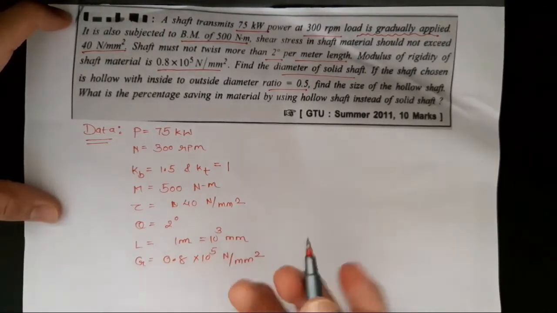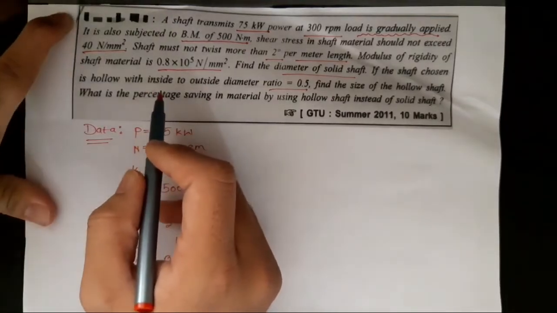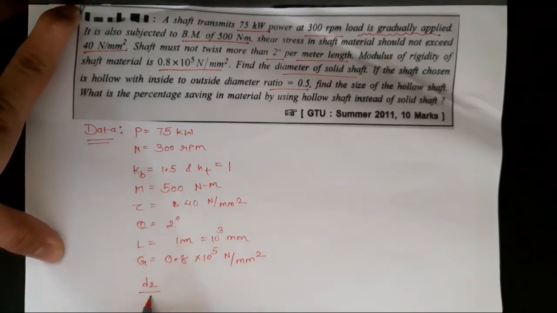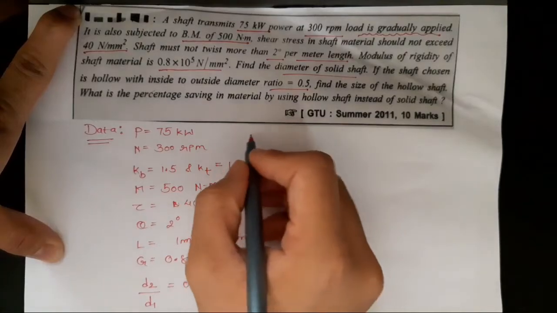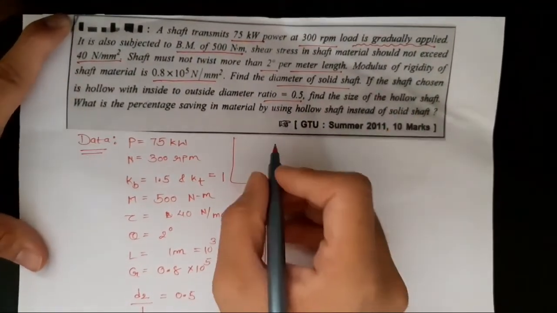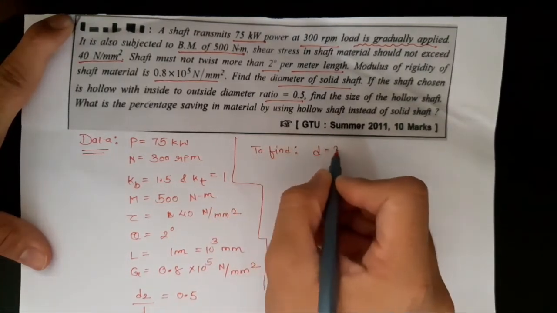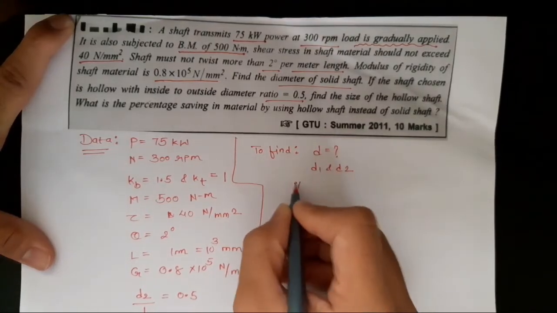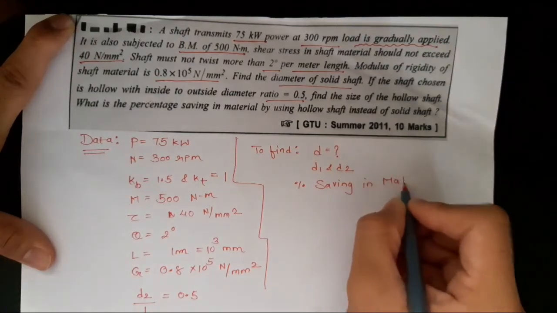The inside to outside diameter ratio is 0.5. That is, if D2 is the inside diameter and D1 is the outside diameter, the ratio is 0.5. So what we have to find is the diameter of the solid shaft D. D1 and D2 we have to find, and the percentage saving in material we have to find.